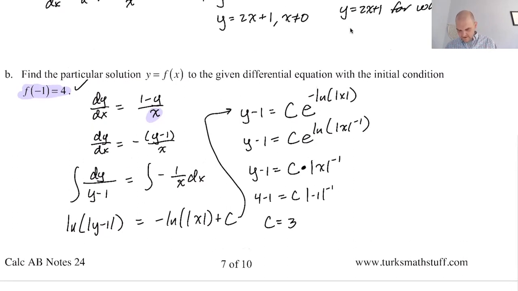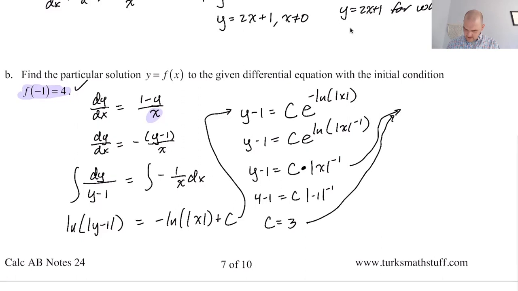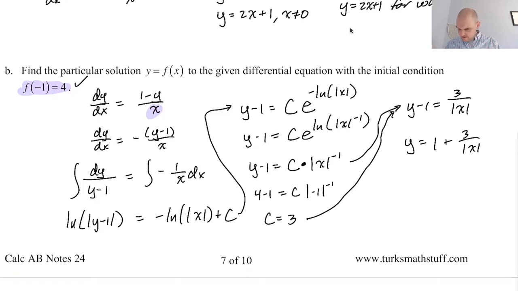Okay, getting there. I'm going to bring this up and feed both of those into this. So y minus 1 is equal to 3 over the absolute value of x. And then I'm going to solve for y. Y is actually 1 plus 3 over the absolute value of x. And now I'm just going to restrict the domain and say, comma, x is less than 0.